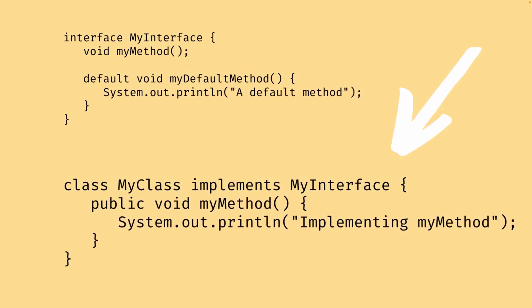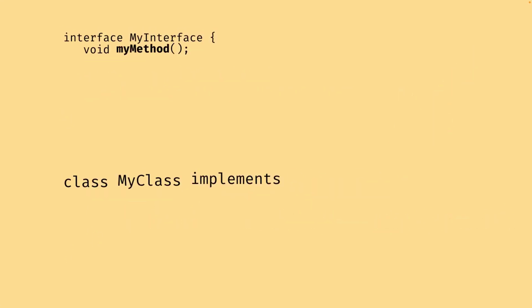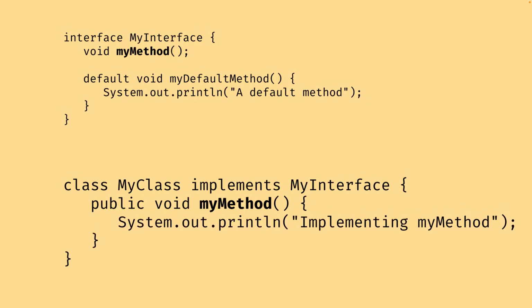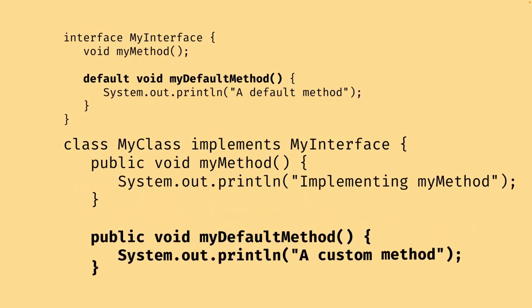Here's an example of a class that implements an interface with a default method. Here, the class myClass implements the method called myMethod. But it does not provide a body for the default method. There's a body already, so it doesn't need to. However, it's allowed to override it. This works just like another override. We don't use the keyword default in the class that overrides it, but we must use the keyword public, since it's implicitly public in the interface.